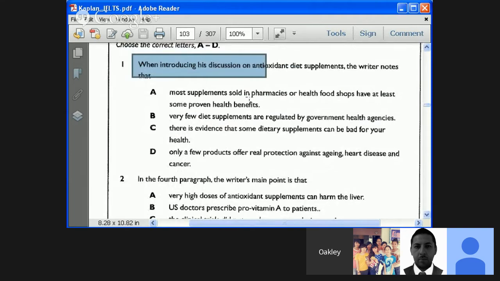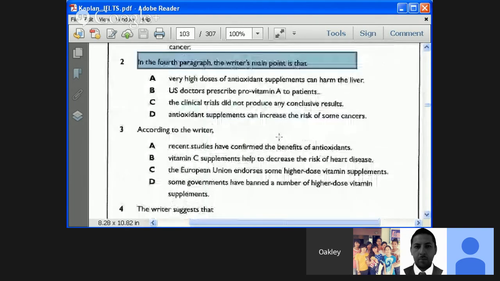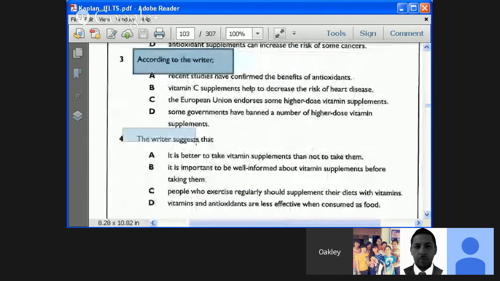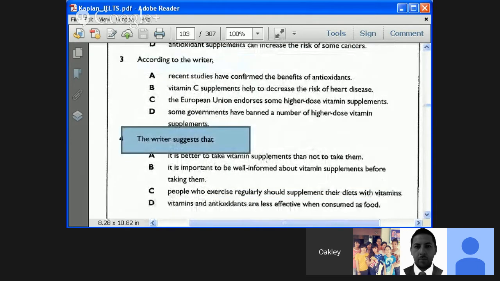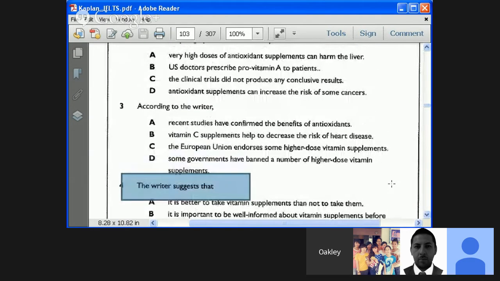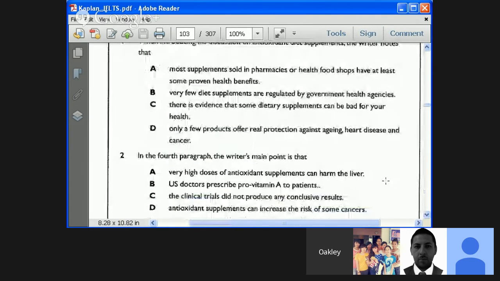When introducing his discussion, the writer's main point is, according to the writer suggests, okay, trust me, these types of questions are asking a different type of summary question. Sometimes, instead of saying the writer says or the writer suggests, it will just give a paragraph which is a summary of the whole thing.